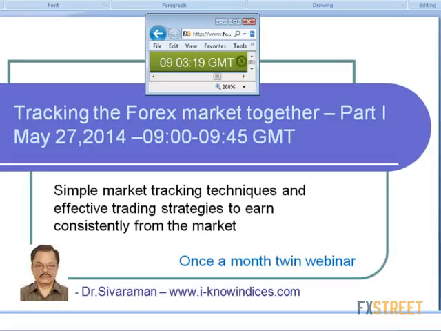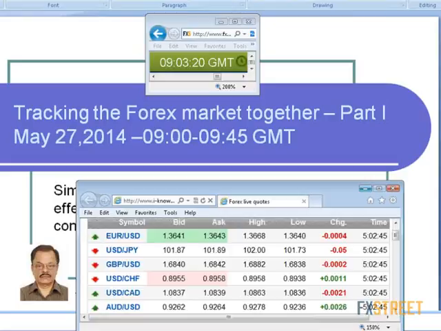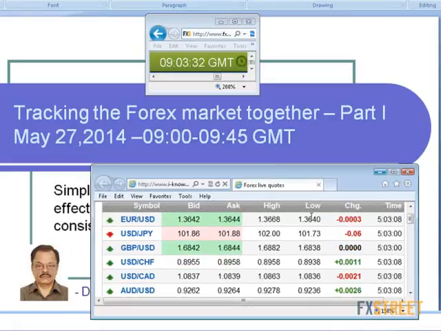So in this entire system of tracking the market, I'll be using only the live market quote page as a simple tool. In this live market quote page, you come across the bid, ask, high, low, and the net change of the respective currencies. The four majors: Euro, USD yen, GBP, and USD CHF. And the two commodity pairs, namely USD CAD and the Australian dollar. So these are all the six pairs. We will be able to follow them using the live market quote page.